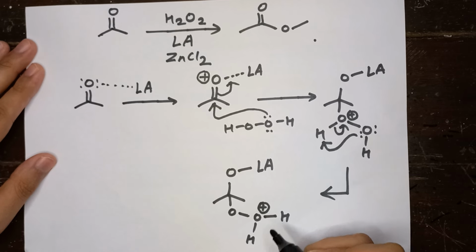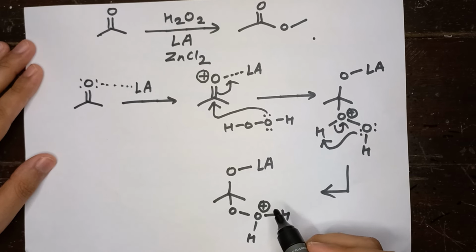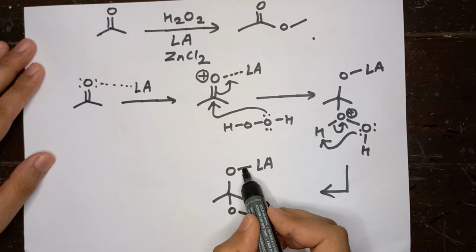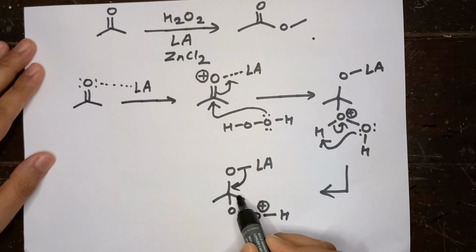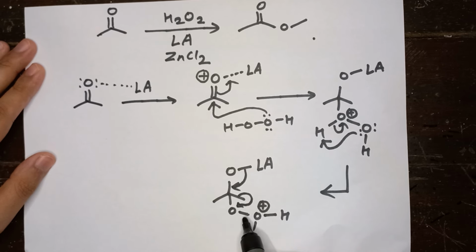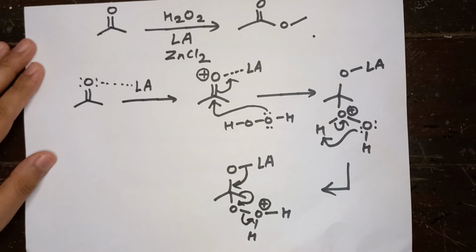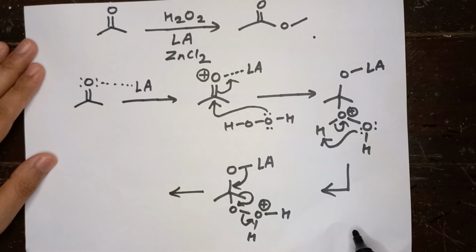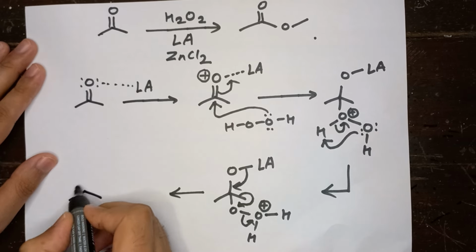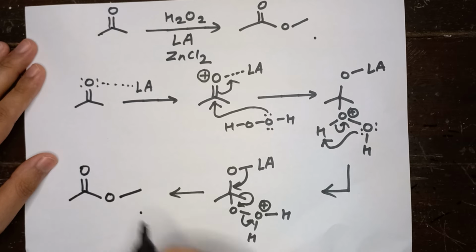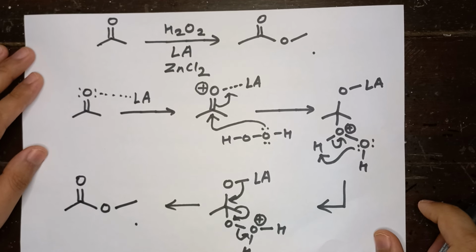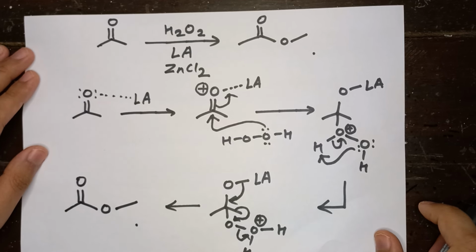So now we have a leaving group present in our own system. So this oxygen will break bond with Lewis acid, and this will form a double bond here. This methyl group will migrate towards this oxygen, and this water molecule is going to leave. So this is nothing but the same mechanism as the previous two, and we will get the product. So this is a Lewis acid mediated Baeyer Villiger oxidation with H2O2 as our oxygen donor species.